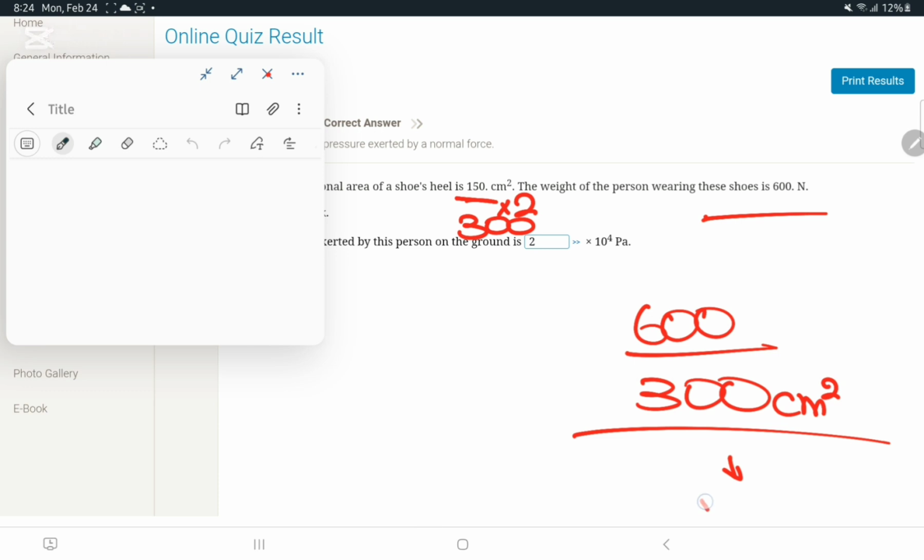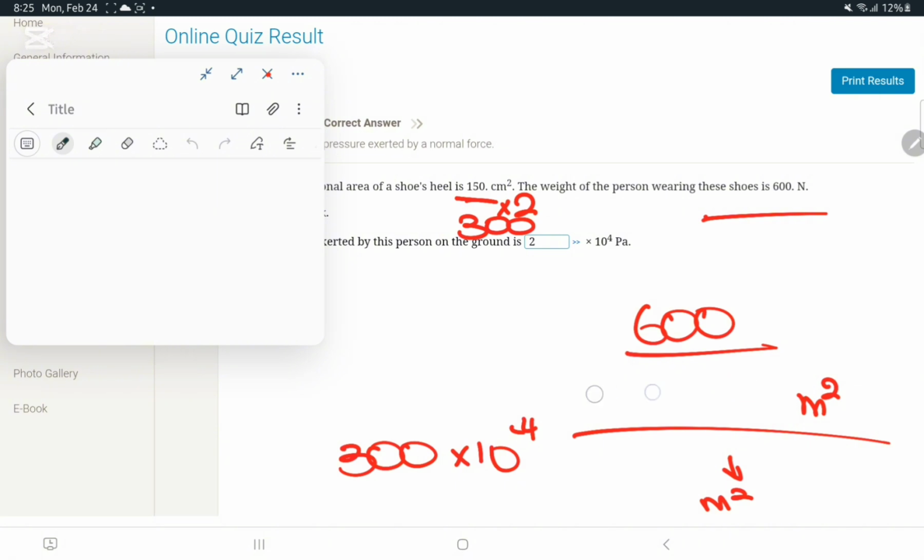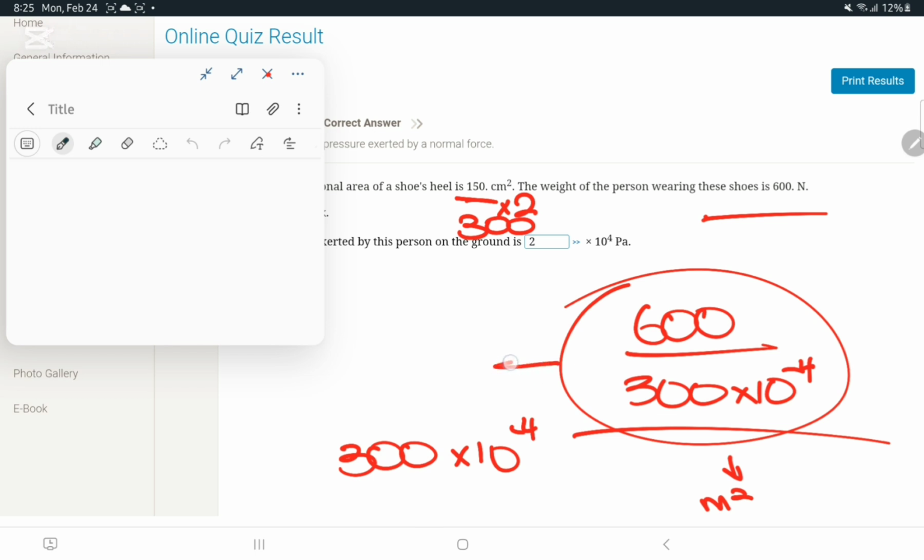Let's convert this to meters squared by multiplying it by 10 to the negative 4. So 300 times 10 to the negative 4. You put this on the calculator and you will get 20,000.